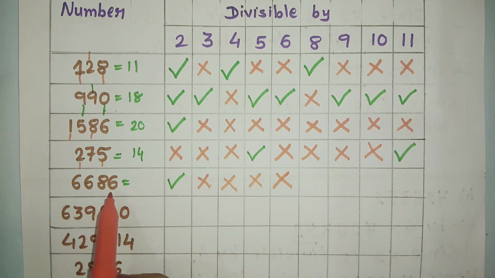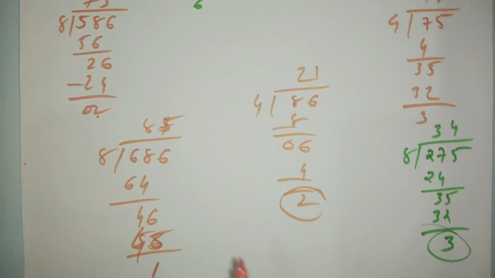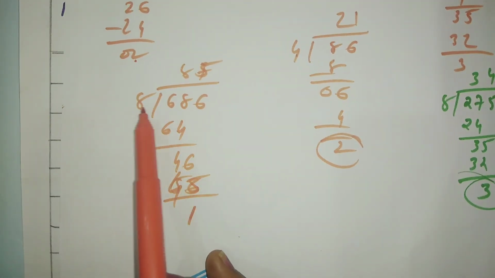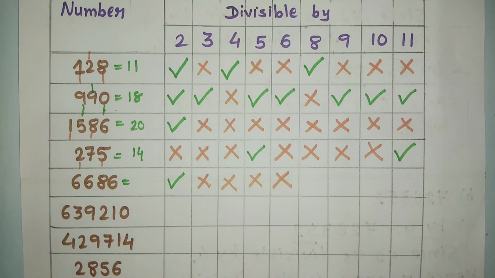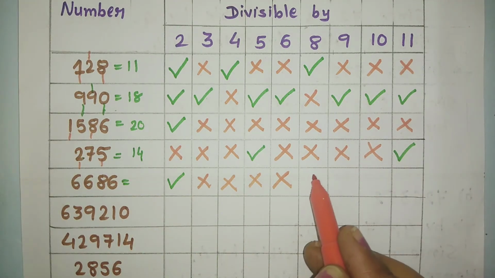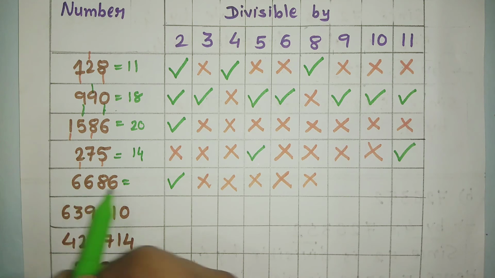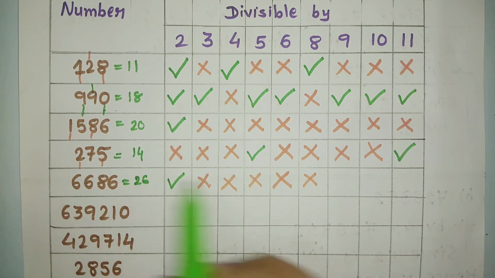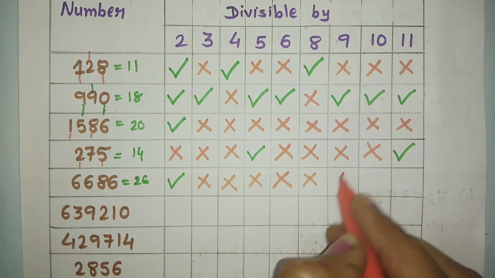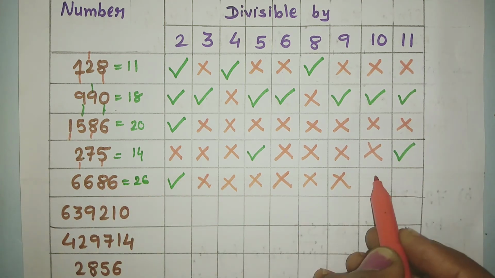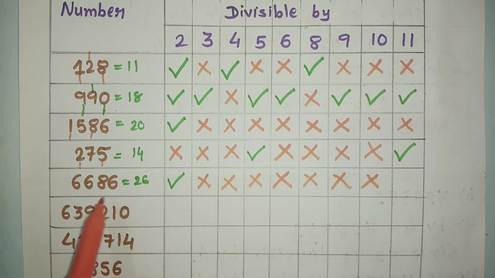For 8, the last 3 digits should be divisible by 8. So when we divide 686 by 8, it leaves the remainder 6. So 686 is not divisible by 8. For 9, sum of the digits. 18 plus 8 is 26. So 26 is not divisible by 9. For 10, last digit 0. No. For 11, sum of the alternate digits.